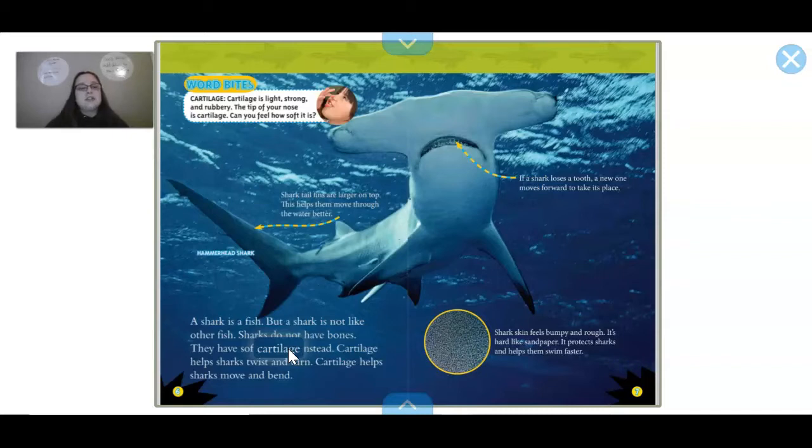And cartilage is soft. So she wanted to help her readers understand that cartilage is soft and it's not hard like bone. So that is why she chose to use that descriptive word, soft, to help her readers better understand what she was talking about. So that's one reason why you can use descriptive words, is to help your readers better understand something specific that you are talking about.